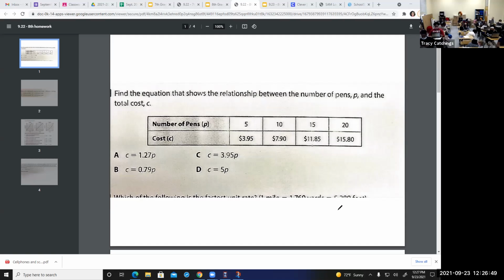Even if you weren't here, it's titled 9.23, no, 9.22 homework.